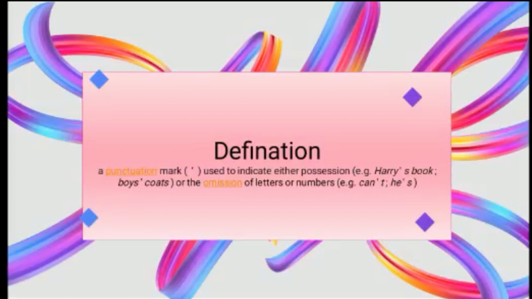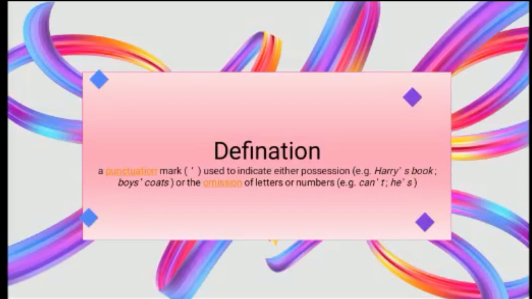In possession, there is no need to write the book of Harry. With the help of the punctuation mark, we can write Harry's book. Boys' courts, not courts of boys. Instead of courts of boys, we can write boys' courts. That mark is called a punctuation mark and it shows possession.